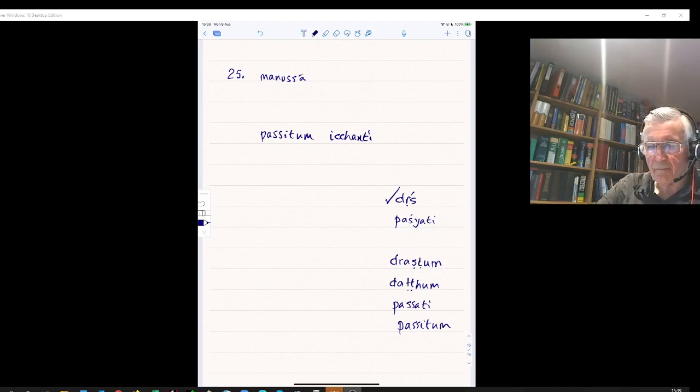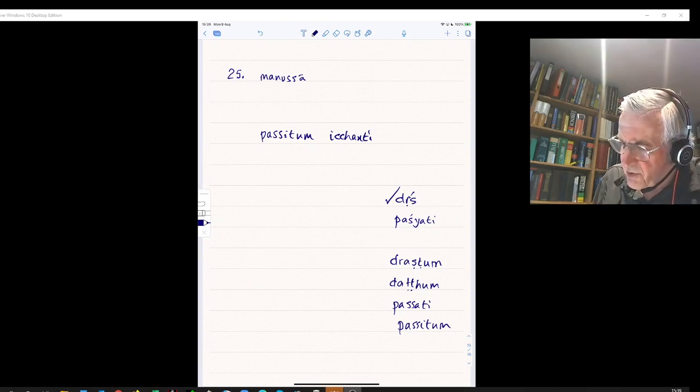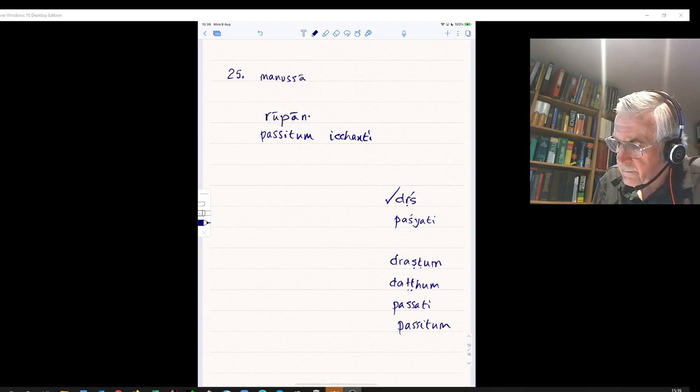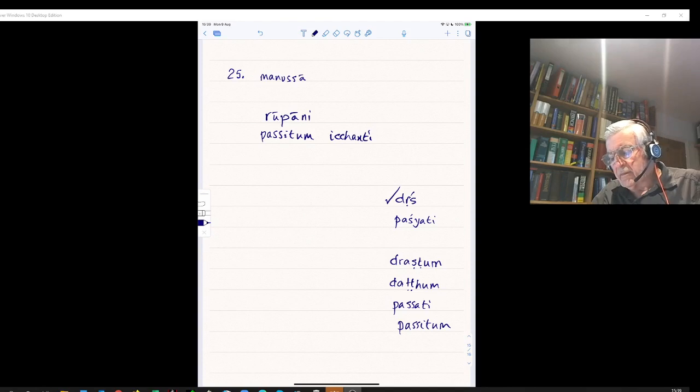They want to see. They want to see what? Objects. Well, in this context, you'd use the word rupani, literally forms, as in the Buddha rupa, the Buddha form. It's a neuter noun. Rupam, plural rupani. So the men wish to see forms, manusa rupani passitum icchanti.